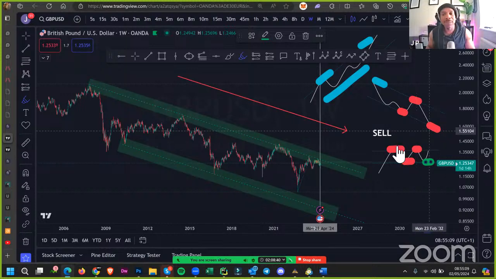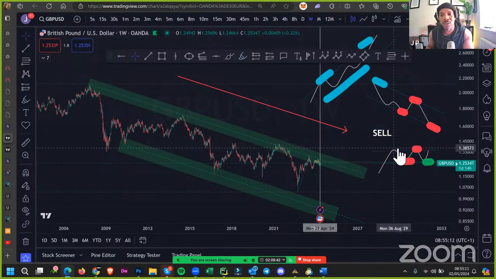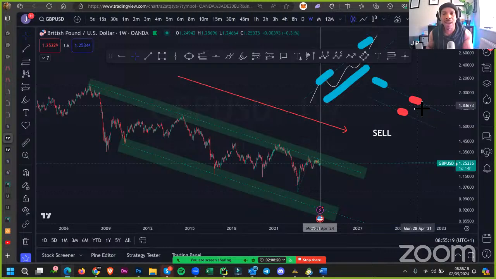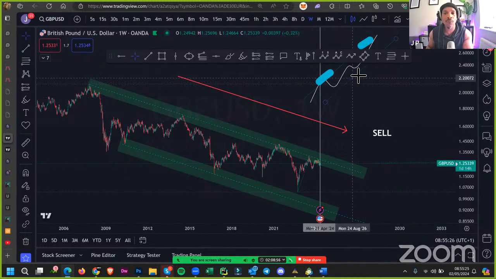Because a concept that we, the Unity family, have developed is our Russian doll concept. Understand that the market is fractal. Now, don't let my language scare you. All fractal means is that the same thing happens over and over and over again in the markets as you zoom in.